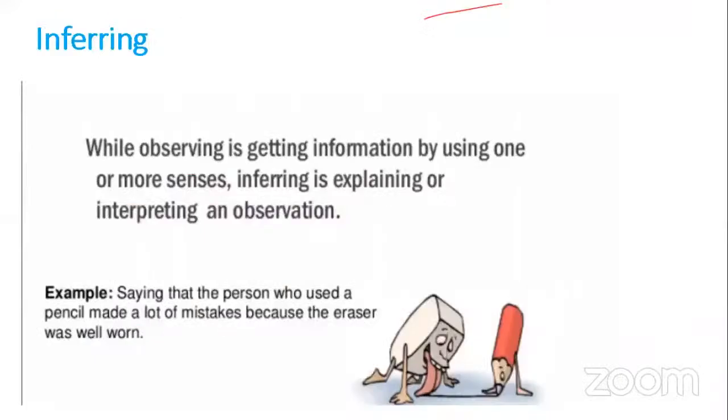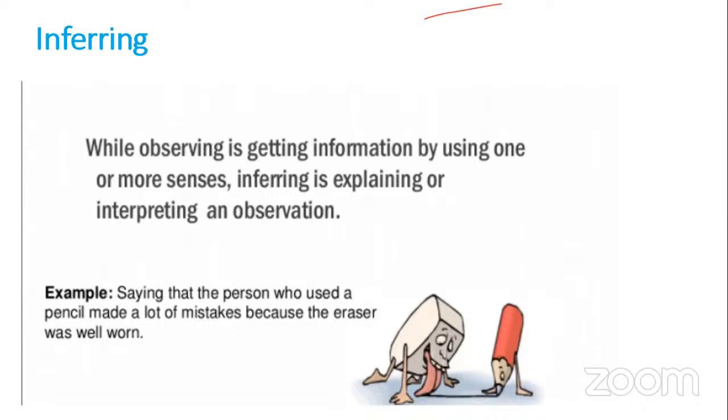And coming to inferring, based upon all these observations and calculations and interpretations, you should try to infer what the outcome is, what exactly is needed. It is getting the information by using one or more senses. Inferring is explaining or interpreting an observation. You know that this is the sixth sense, the sixth type of sense knowledge that human beings have, where we are able to infer and then come out with some sort of conclusion.